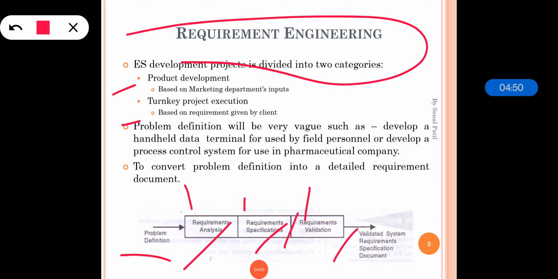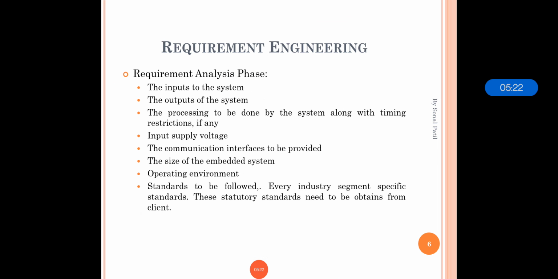Each and every specification needs to be documented. This document needs to be divided into two parts: one part covering all functional requirements and the other containing non-functional requirements. The non-functional requirements are reliability, delivery time, implementation requirements, standards, safety requirements, security, and so on. Then the requirement validation is done, and we get the main output, that is the validated SRS, which is nothing but the validated system requirement specification document.